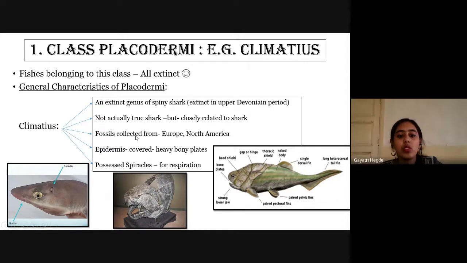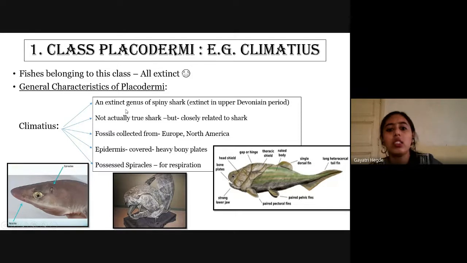Okay. So see, this is a shark actually. This does not belong to Placodermi. I've included this photo for some other reasons. This is Placodermi. In Placodermi we have taken an example, which is Climatius. Now Placodermi means the fishes which belong to Placodermi, what did they have on their skin? Bony plates. So they look like this, you know.